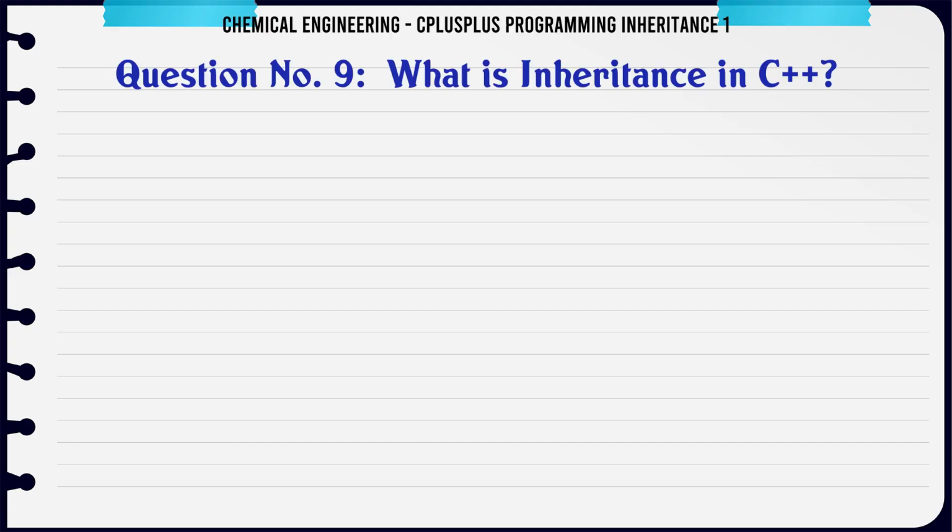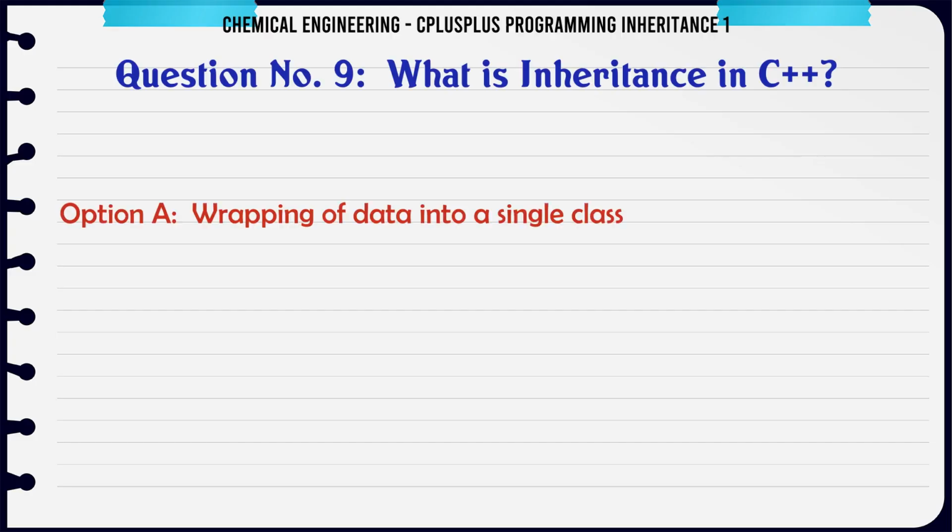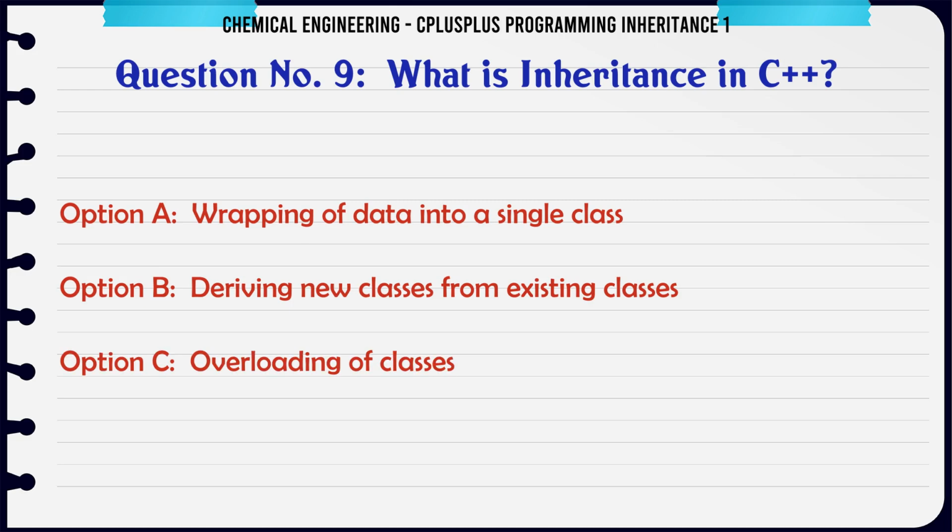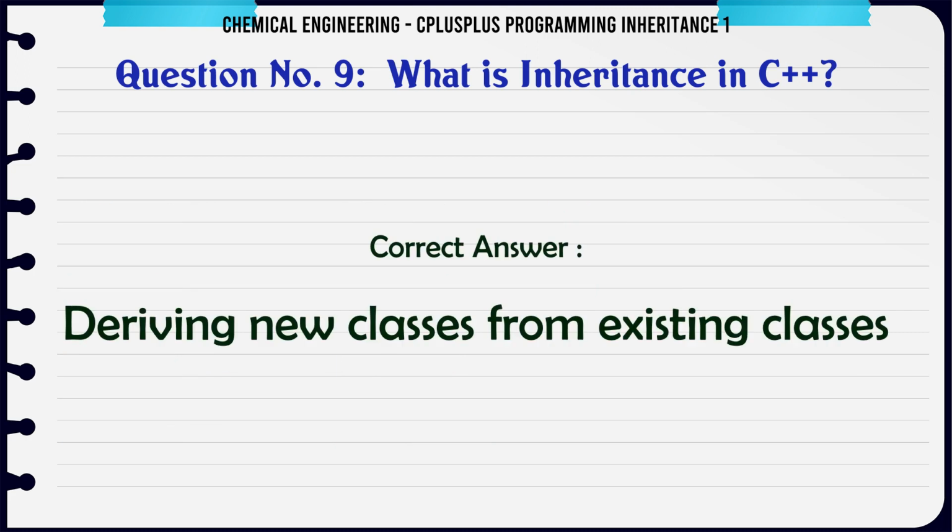What is inheritance in C++? A. Wrapping of data into a single class. B. Deriving new classes from existing classes. C. Overloading of classes. D. Classes with the same names. The correct answer is deriving new classes from existing classes.